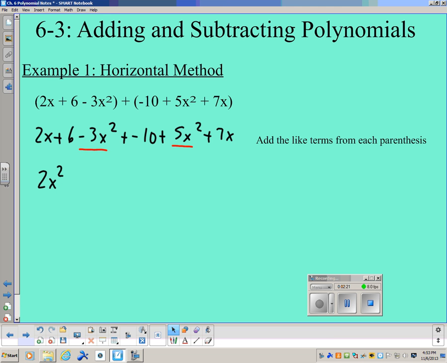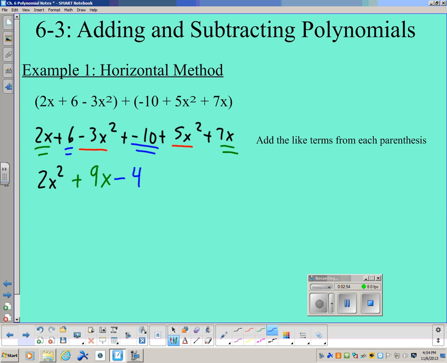Notice with the minus 3x squared, I took the negative sign in front of the 3 there. So whatever sign's in front of it, that's the one you're going to use. All right, so let's look at our x terms here next. We've got 2x plus 7x there. That's going to give us plus 9x. And then our last one here, we're just going to combine our constants here. We've got 6 minus 10 there, gives us a minus 4.